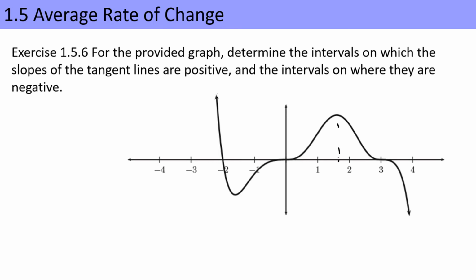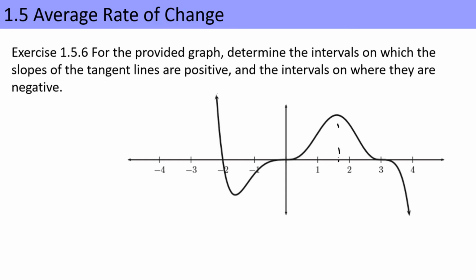Example, for the provided graph, determine the intervals on which the slopes of the tangent lines are positive and the intervals where they are negative. Let's recall that in order for any line to have a positive slope, the graph of that line must be increasing, and for any line to have a negative slope, the graph of that line must be decreasing. We can get where the slopes of the tangent lines are positive by observing where the graph is increasing.